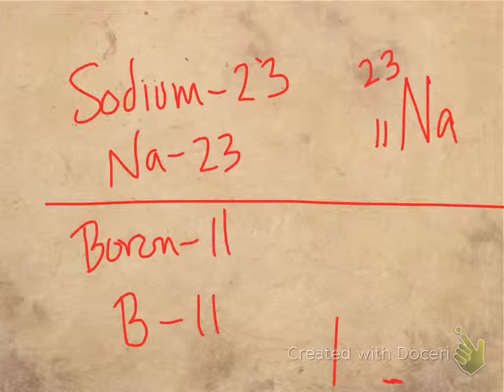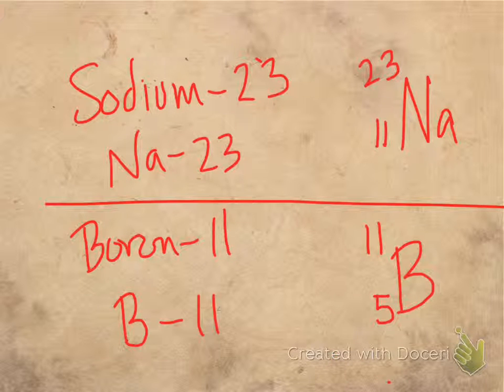For grins and giggles, go ahead and do the symbol notation for boron-11. Okay, you've got boron with an 11 and a 5. Pretty easy to understand, pretty straightforward. You're never going to miss a problem when I ask you what's the mass of boron-11. Right? Yes. So, now let's get into the slightly more interesting, the slightly more complicated part about atomic mass.